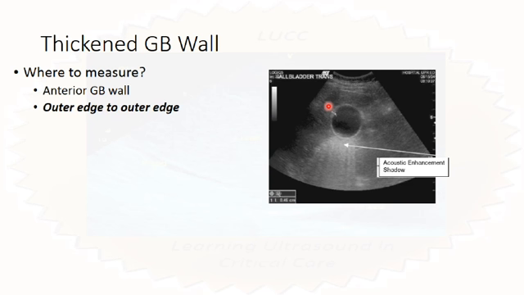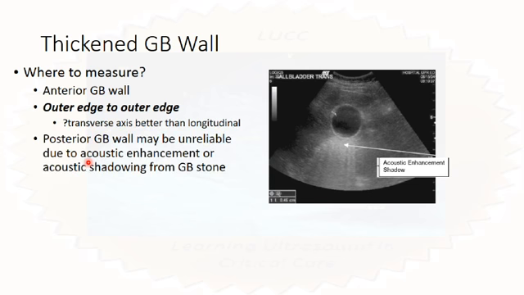Second, you measure from outer edge to outer edge. The posterior wall, as I said, might have stones, so don't measure it. The normal thickness of the gallbladder wall is roughly 2 millimeters, less than 2 millimeters. And anything more than 3, so 3 or more, is thickened.